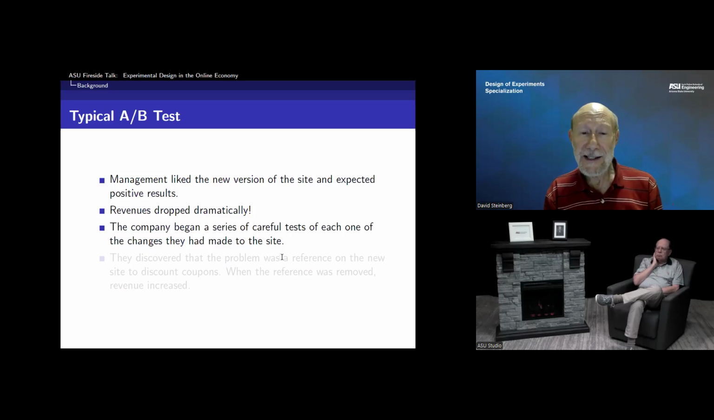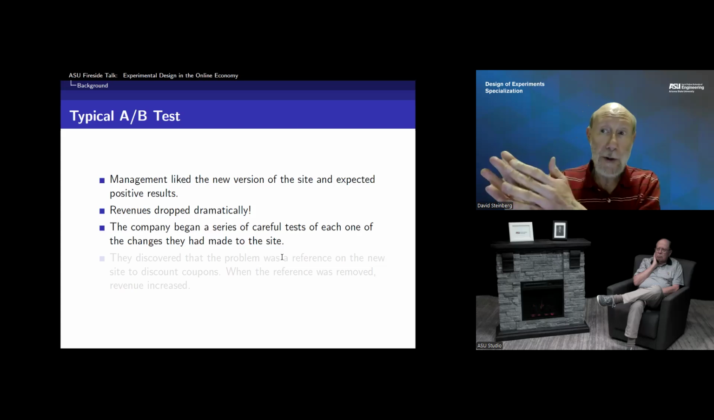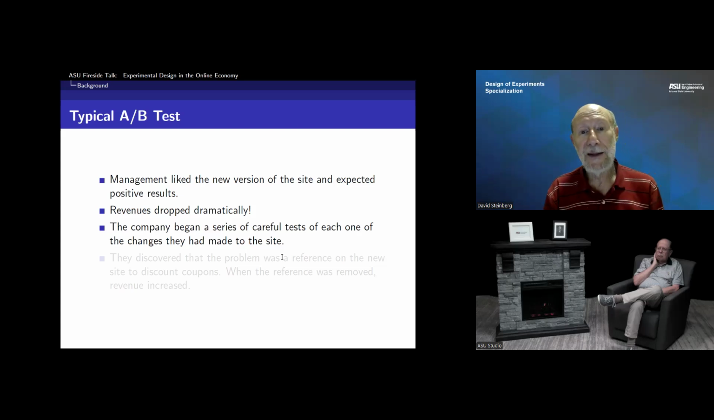So in a sense, this was like a factorial experiment because they changed a number of things, but they didn't really run a factorial experiment. They changed everything at once. They had none of the changes, entirely the old site, or all the changes, that was the new site. And when that happened, as I said, they lost money.